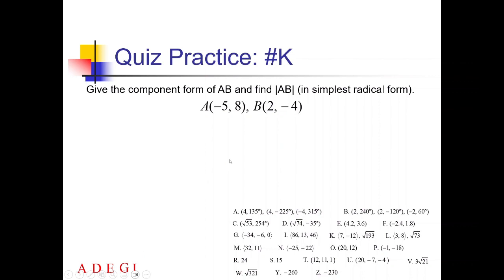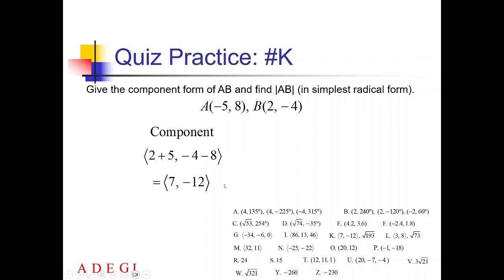For the next couple problems, they want us to give the component form and then find the magnitude of each of these vectors. So for component form, we have to do basically second point minus first point. You're essentially finding directions to get from point A to point B. So for this one, we've got 2 minus negative 5, so 2 plus 5 then, comma, negative 4 minus 8. So that's going to be 7, comma, negative 12 for the component form.